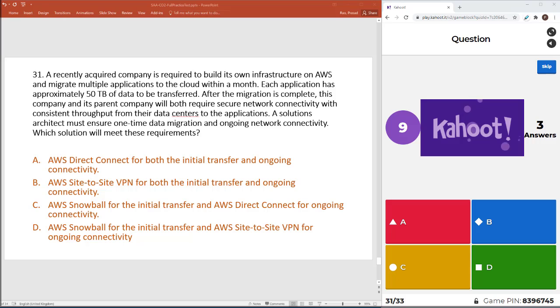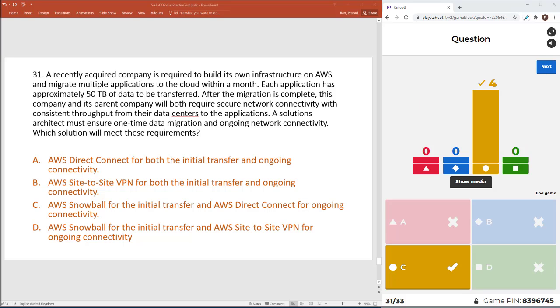10 seconds left. All four of you got it right. Yes, Snowball for the initial transfer, Direct Connect, and mainly because we need a consistent throughput. And that's why we do need a Direct Connect.